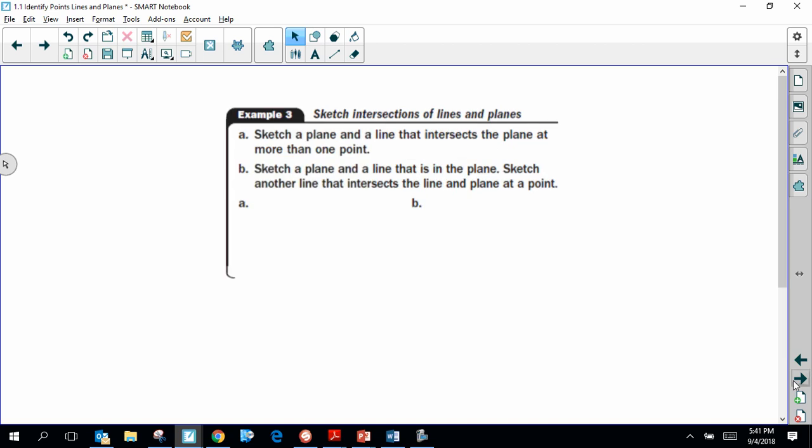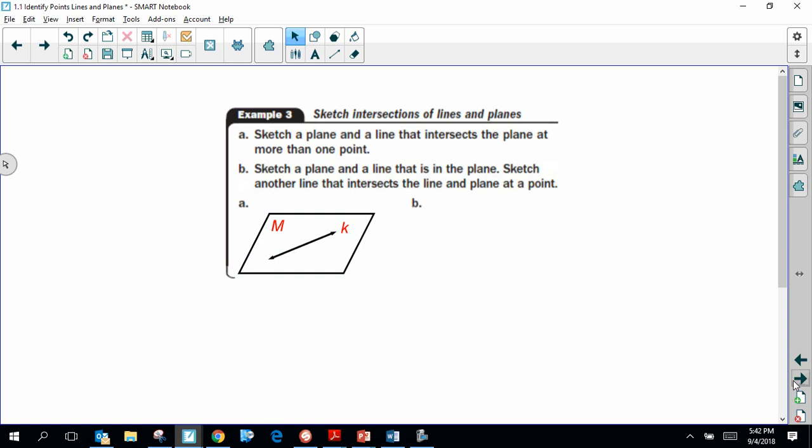Okay. Now here, some students are going to excel and some students like me are going to struggle, where we have to draw some sketches of how these things are intersecting. In part A, it says sketch a plane and a line that intersects the plane at more than one point. That would be an example like this, where maybe the line is simply on the plane. When the line is on the plane, it's intersecting it everywhere. So that's an example of that.